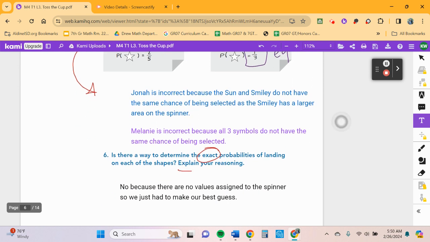And number 6 says, is there a way to determine the exact probability? Well, no, because there are no values assigned to any of the spaces on the spinner. So we just have to make our best guess as far as what the probabilities might be. Alrighty, go ahead and finish up putting that into your own words, and we are moving on.